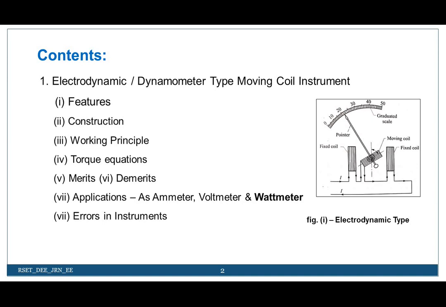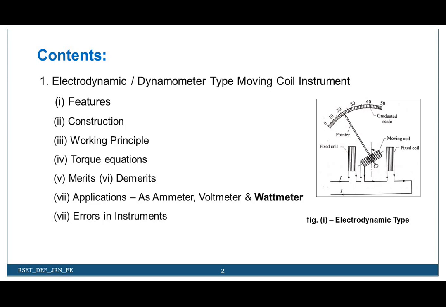Now, we'll be discussing in detail about the dynamometer type moving coil instrument. Again, the second type of moving coil instrument, otherwise known as electrodynamic moving coil instrument. Its characteristic features, followed by construction, working principle, the torque equation, merits and demerits. Applications: the same instrument can be used as ammeter, voltmeter and wattmeter with certain modifications. So, the dynamometer type moving coil instrument can be used as an ammeter, voltmeter or wattmeter, but is commonly used as a wattmeter.